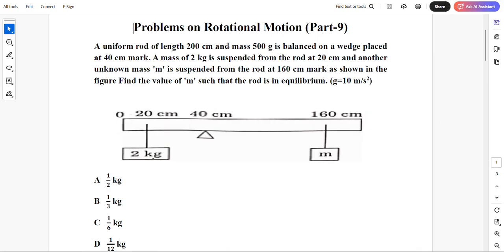Today we'll be seeing some important problems on the chapter rotational motion. This is part 9 of the video. Kindly do visit the previous parts also so that you can understand the problems on rotational motion clearly. This is the first problem.